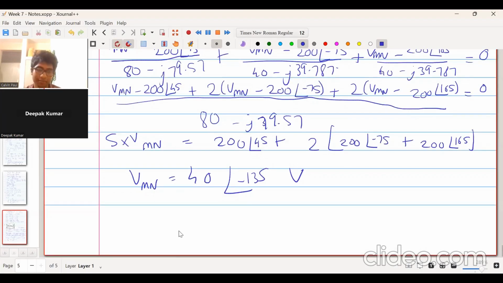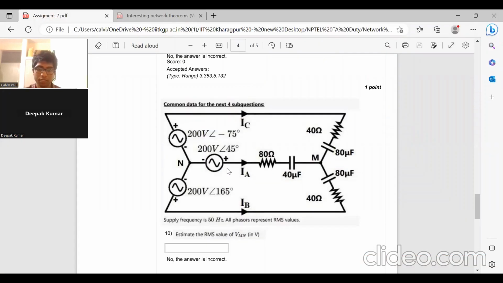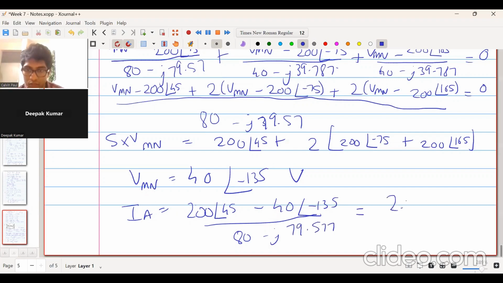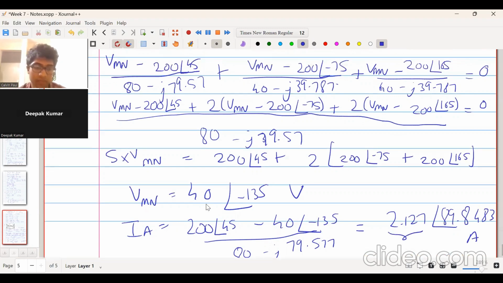Then IA will be equal to the voltage applied over here minus Vmn divided by the impedance over here. That will be equal to 200 angle 45 minus 40 at an angle minus 135 upon 80 minus j 79.577. When we do this, we get 2.127 angle 89.8483 ampere. So this is the RMS value which we want.